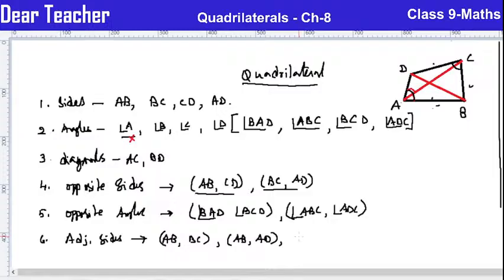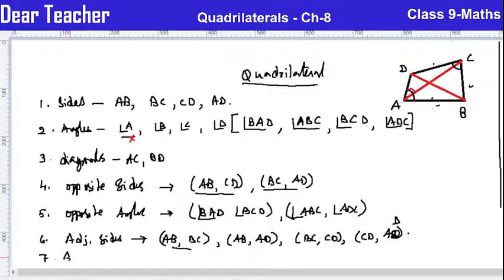You can write both. Suppose if I take BC as the side, its adjacent side is AB, already we have written, and adjacent side is CD. So if I take CD as the side, BC we have already written, CD and AD should be written. So these are the adjacent sides.